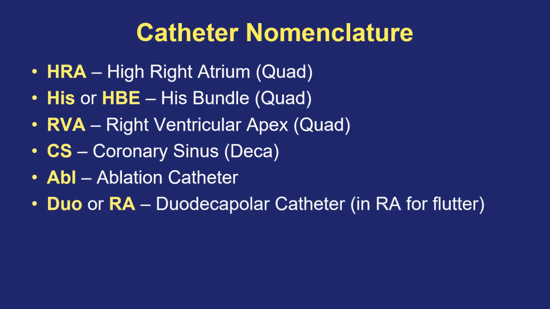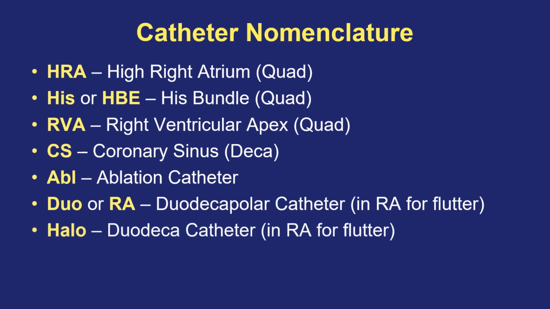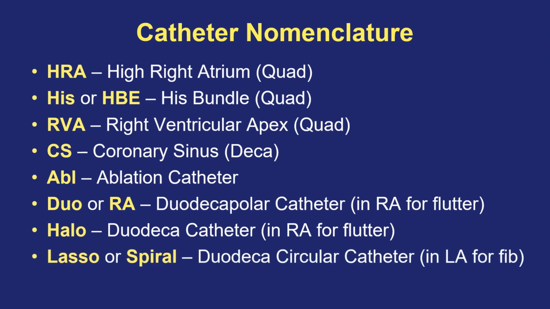Duo or RA is used usually to represent a 20-pole catheter that can be looped around the circumference of the right atrium, typically during flutter procedures. Halo is another type of 20-pole catheter that has a slightly different shape that's also looped around the right atrium and is also used for flutter procedures.